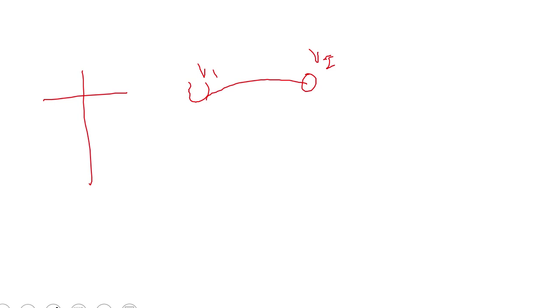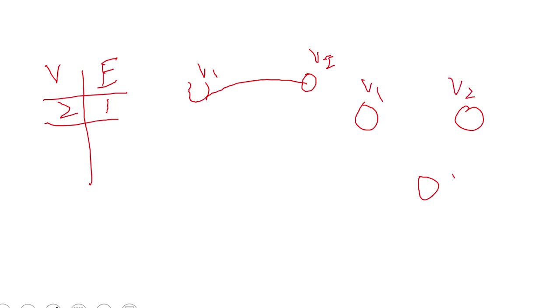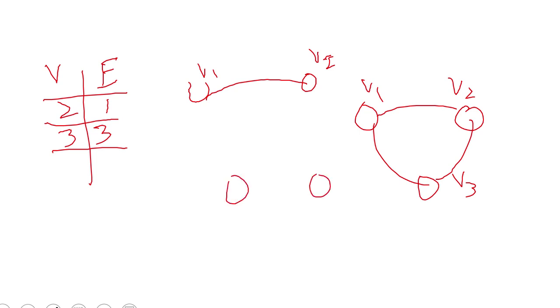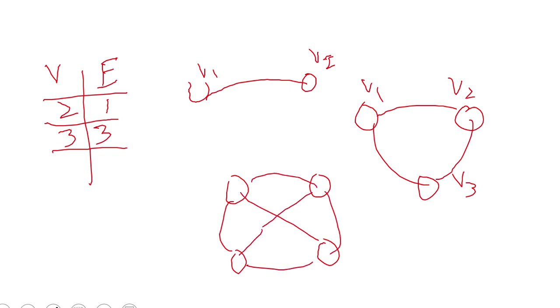So the first one is the vertices, and the second one is how many edges we are using to connect these vertices. For example, total number of vertices are 2, we are using 1 edge. In the case if there are 3 vertices, vertex v1, vertex v2 and vertex v3, we use 3 edges to connect these 3 vertices. This is a complete graph. For 4 vertices, the total number of edges are 6. So if there are 4 vertices in a complete graph, there will be 6 edges.